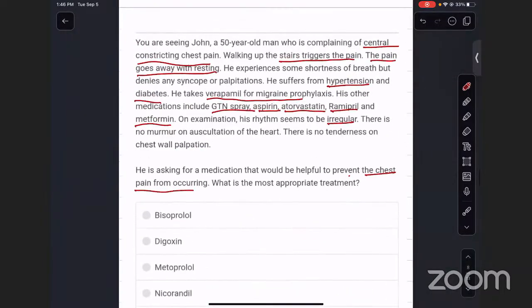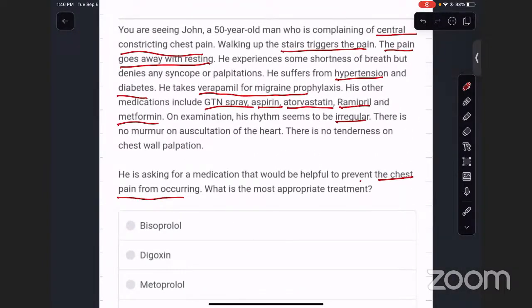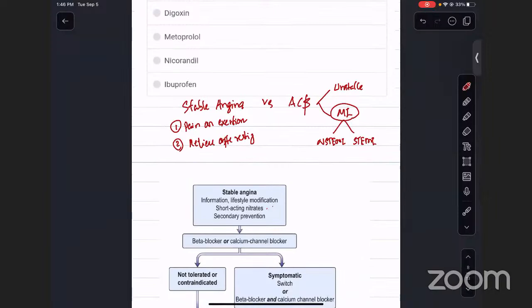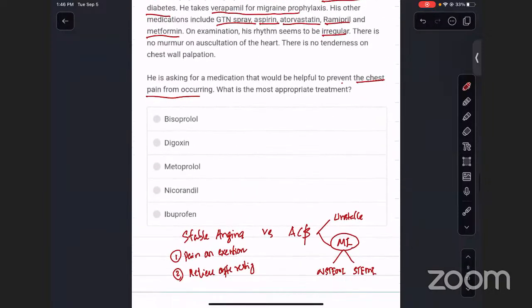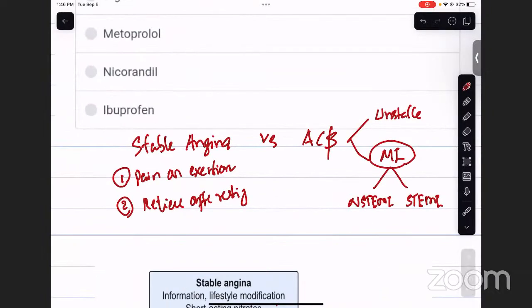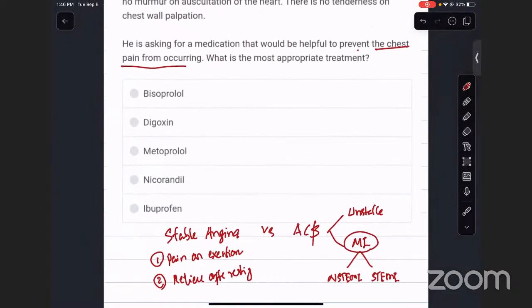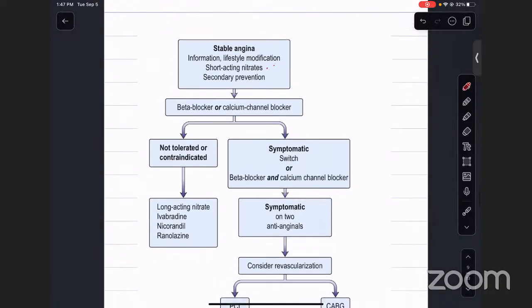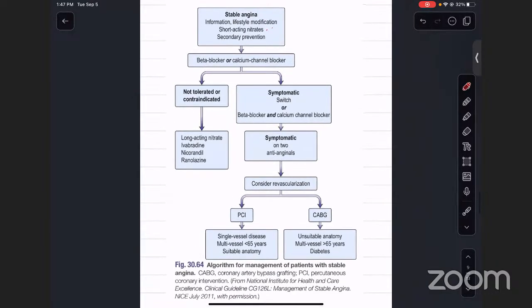Okay, so you see this, there's a central constricting chest pain that is triggered during exertion and goes away with rest. So that means the patient has stable angina. It's not the diagnosis of acute coronary syndrome, the diagnosis will be stable angina. Okay, so what is the question? The question is: to prevent chest pain from occurring, what is the next appropriate treatment? To answer this, we must know the step-by-step management of stable angina.